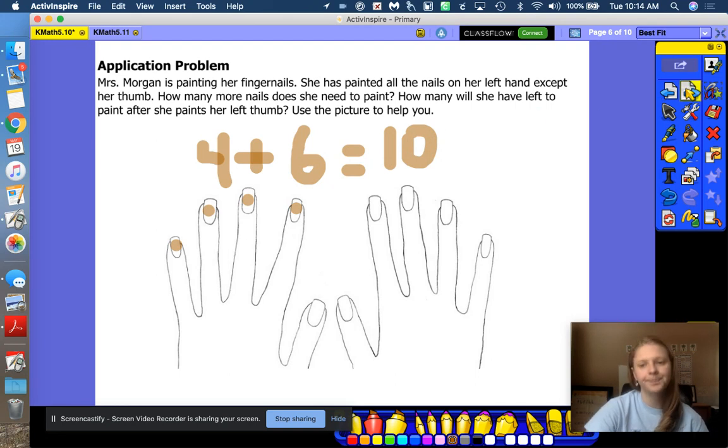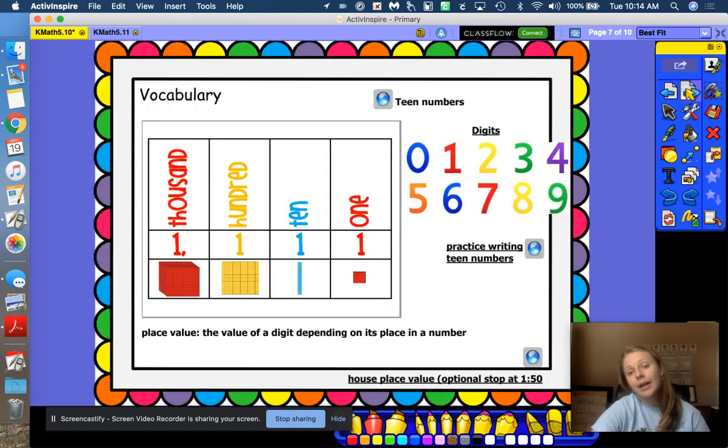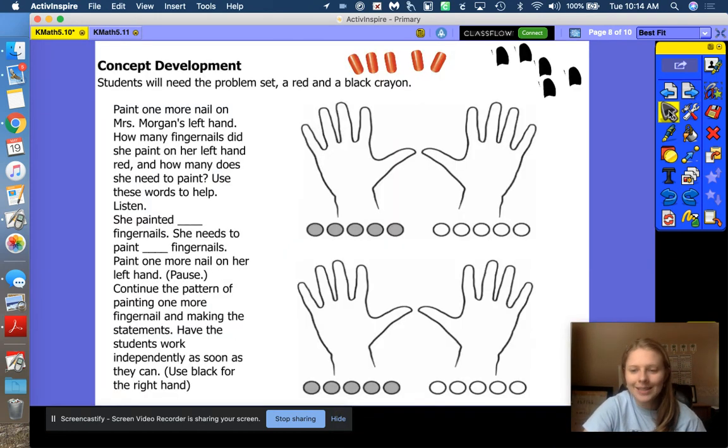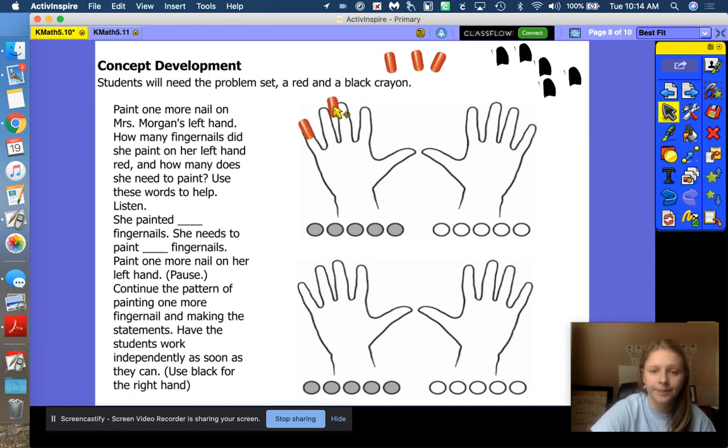Great job. All right, make sure you practice your vocabulary this week, writing those teen numbers, and practice drawing a set of 15 or 16, okay? All right, we've got more nail painting to do. Get those fingers ready, friends. Paint one more of Miss Morgan's left hand. So we're gonna go ahead and paint her whole left hand, okay?